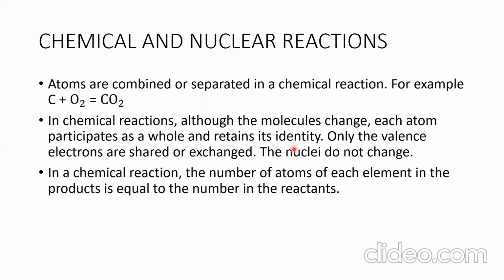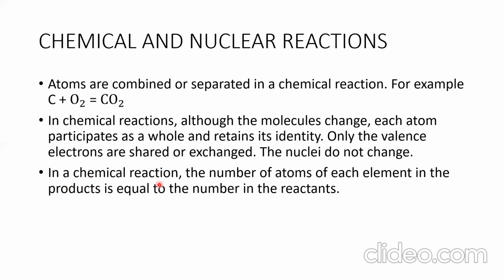It means carbon will have the same mass number and the same atomic number. Its number of protons and number of neutrons is not going to change. What is changed here? Only the valence electrons are shared or exchanged. In forming CO2, the electrons in carbon and oxygen are shared or exchanged. The nuclei do not change. The nuclear structure is not going to change. The number of protons in oxygen and in carbon remains the same.